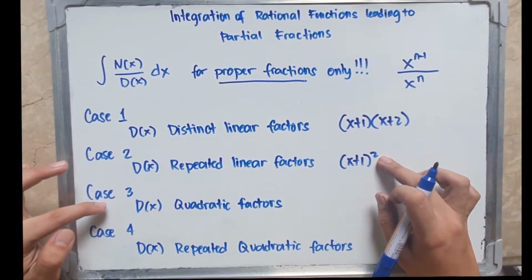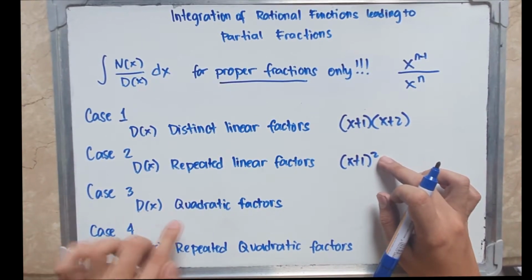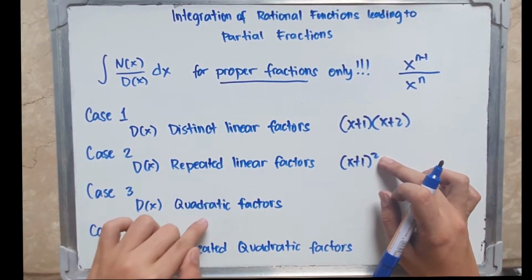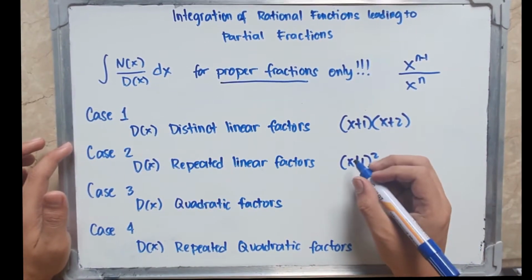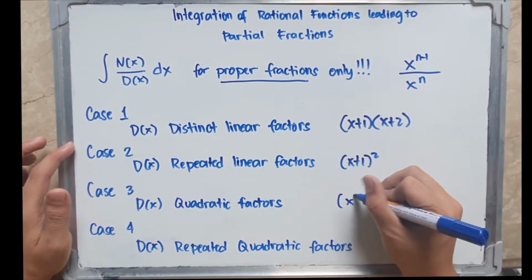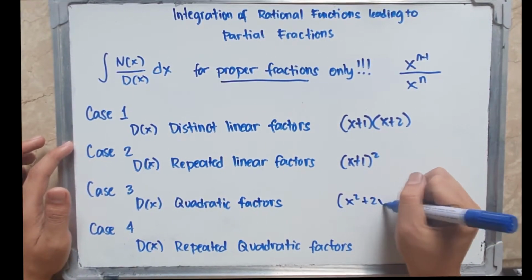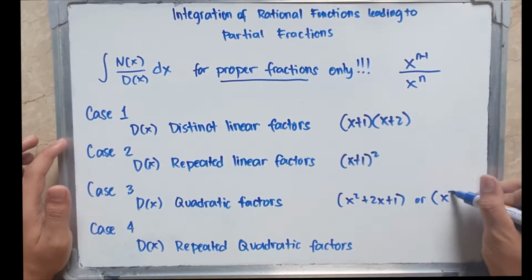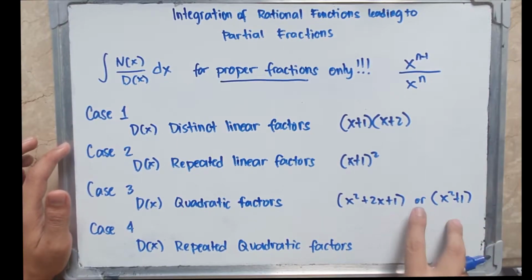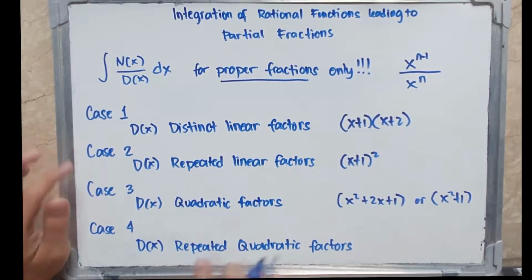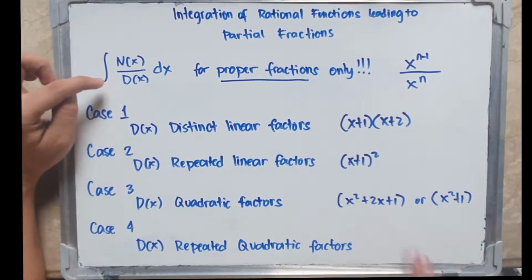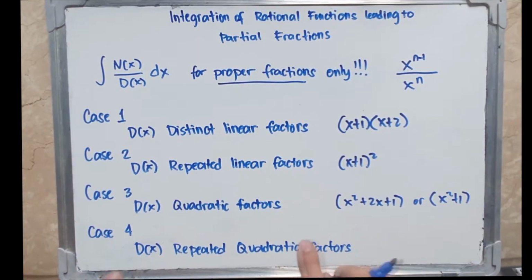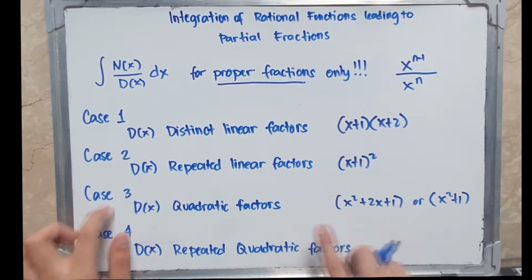And case number 3, D(x) is a quadratic factor, if our denominator is in the form of a quadratic equation. So let's have x squared plus 2x plus 1, or we could also have x squared plus 1. This is now considered a quadratic factor. So if the denominator is in the form of a quadratic, then it is part of case number 3.